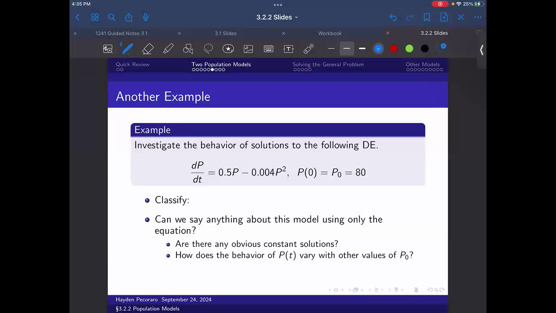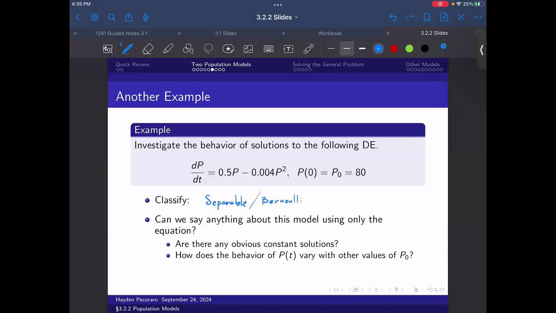Did I hear Bernoulli? Yes. Yeah, take that credit. Yeah, it's a Bernoulli equation. Okay, so you can treat this as separable or Bernoulli and get a solution out of it. Separable and Bernoulli.